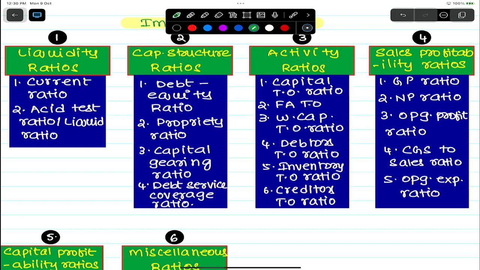First two completed, everyone: liquidity and capital structure. Those two I will discuss separately. It is very time consuming, I have to explain with analysis.